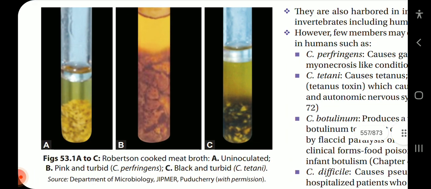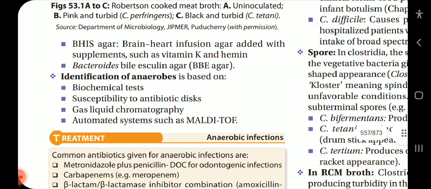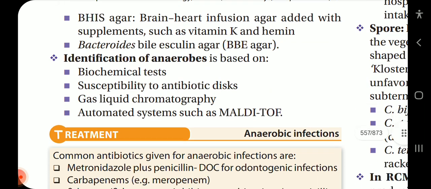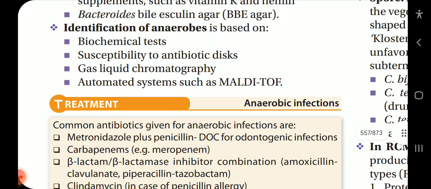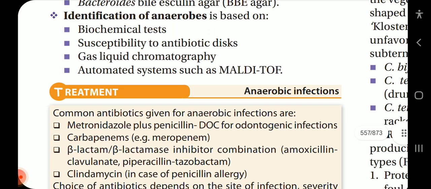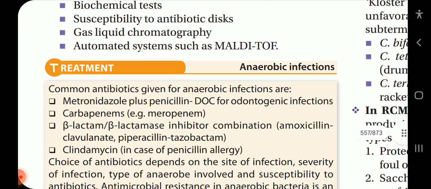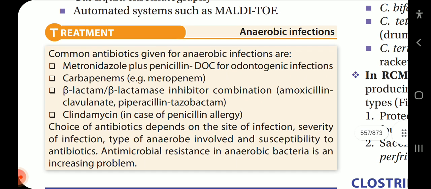In these figures A to C, we see the Robertson cooked meat broth. A shows uninoculated broth. B shows pink and turbid Clostridium perfringens inoculated broth. And C shows black and turbid Clostridium tetani broth. BHIS agar, brain heart infusion agar added with supplements such as vitamin K and hemin. Bacteroides bile esculin agar, BBE agar. Identification of anaerobes is based on biochemical tests, susceptibility to antibiotic discs, gas liquid chromatography, and automated systems such as MALDI-TOF.